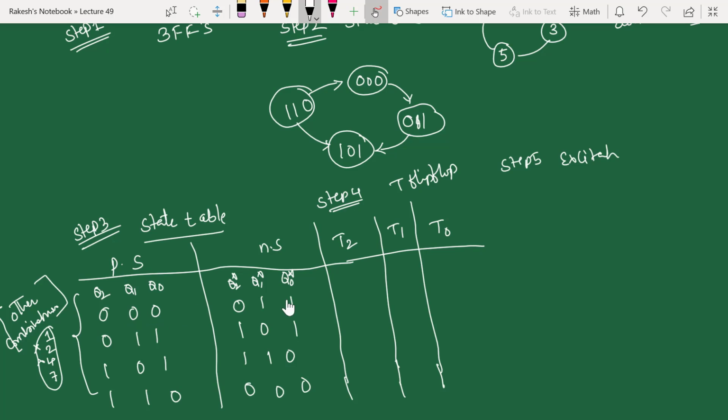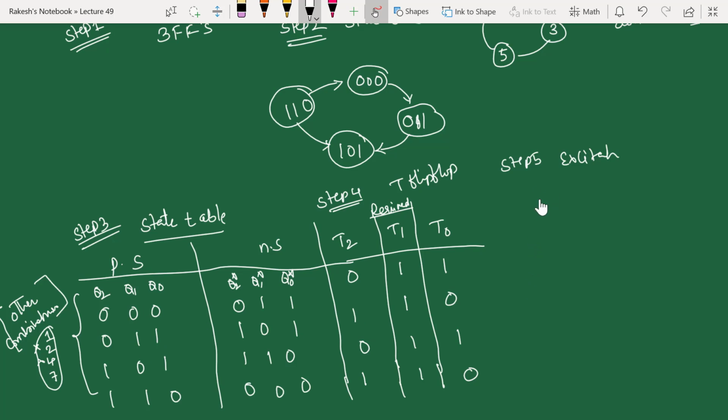If you consider Q0, 0 to 1 transition requires 1, 1 to 1 transition requires 0, 1 to 0 transition requires 1, 0 to 0 transition requires 0. Similarly for Q1, 0 to 1 transition requires 1, 1 to 0 transition requires 1, 0 to 1 requires 1, and 1 to 0 requires 1. Similarly Q2, 0 to 0 requires 0, 0 to 1 requires 1, 1 to 1 requires 0, and 1 to 0 requires 1. So these are the required inputs for the flip-flops so that they will go to the desired counting states.